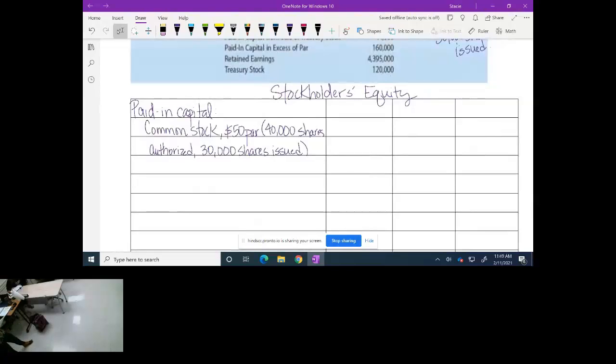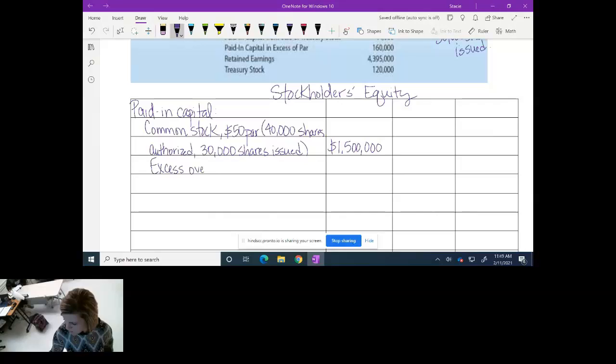I really thought the outstanding shares had to be listed on there too, but we're not gonna do that. So that's 1,500,000 that comes from these numbers at the top. Common stock is 1,500,000. You just have to write this really long description. All right, so the next thing is excess over par. So this is our paid-in capital in excess of par, common stock. That's what this number is. But we've already got it listed in the paid-in capital section, so we don't need to write all of that. And it's 160,000, at the top.